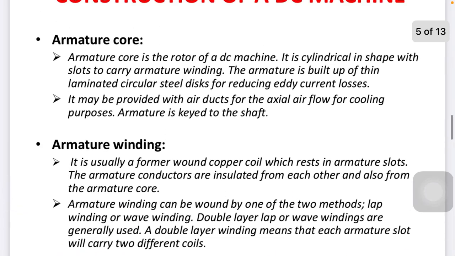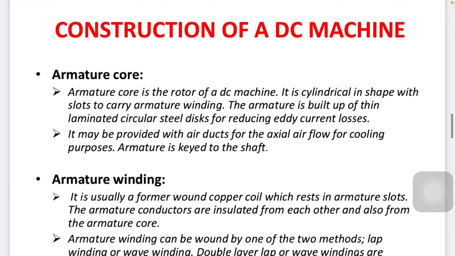Another part is the armature core and armature winding. The armature core is the rotor of the DC machine; we can say it is the rotating part. It is cylindrical in shape with slots holding the armature coil or armature winding, which carries the current. The armature is built of thin laminated circular steel discs to reduce eddy current. What eddy current and hysteresis loss are, we will discuss later, in approximately lecture number 9, along with losses in the machine as well as efficiency.